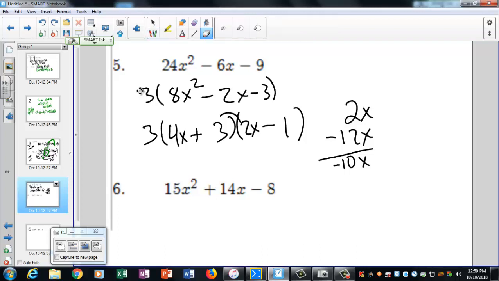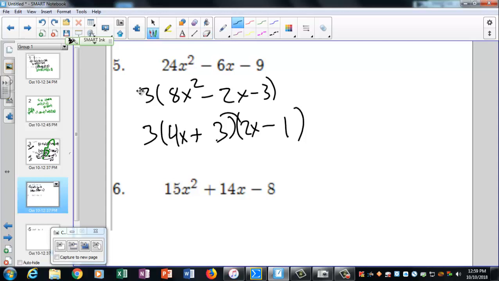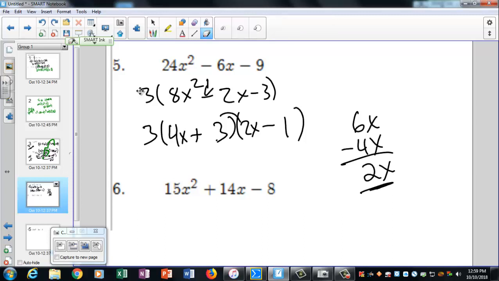So now what do you get? You get 6x is the middle. Negative 4x is the outside. What does that give you? 2x. Now what do you want? Negative 2x. Anytime you get the right answer but the wrong sign, all you got to do is go in and switch those signs. Just go back and switch the signs around.